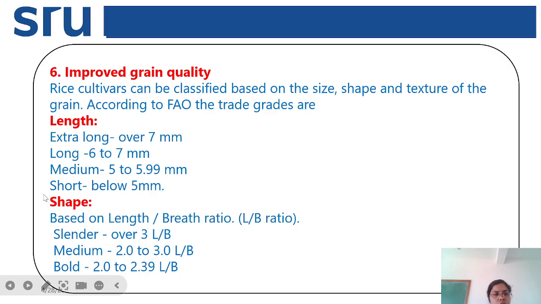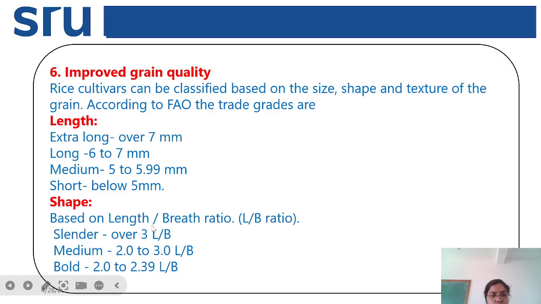And next, based on the shape, here we'll calculate the length by breadth ratio. Generally, suppose we have one sample. From a sample after hulling and milling, we'll take a random 10 to 20 grains and take the mean values. First, we'll calculate the mean length, and next we'll take the breadth values of all the 10 grains, and then calculate the mean length divided by the mean breadth. Then we'll classify them into slender, medium, and bold.